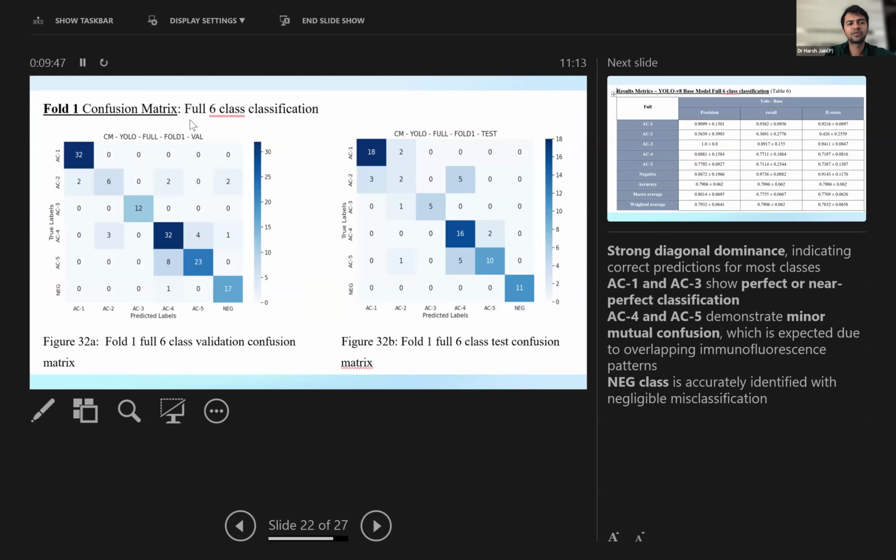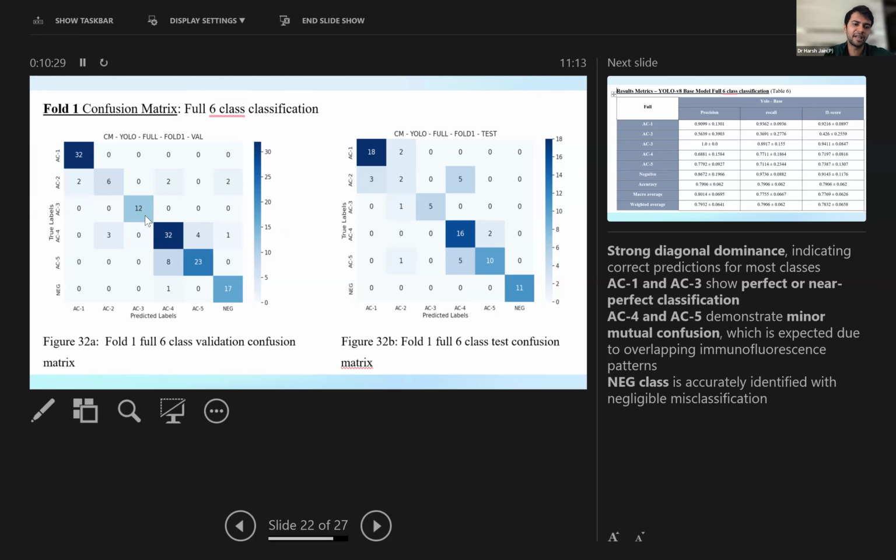If we now see the full six-class classification, we can see this diagonal arrangement. The majority of the samples were reported correctly, but between AC5 and AC4 we had some false positives. Three were detected as AC2, four were detected as AC4, and in AC5, eight were detected as AC4 but they were AC5. Similarly, in the test data set, the numbers have dropped because the data set was 10%. Here also AC5 were actually 16, but 6 were falsely detected, one as AC2 and 5 as AC4. That was the problem which we faced.